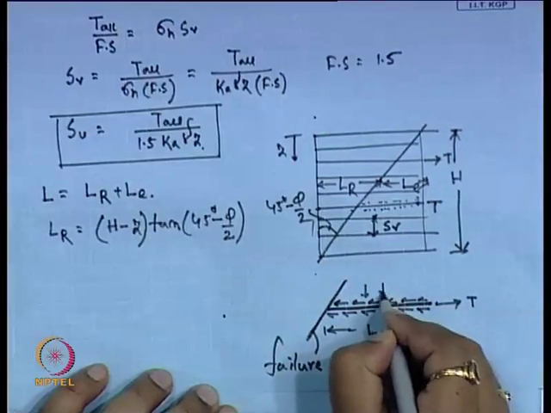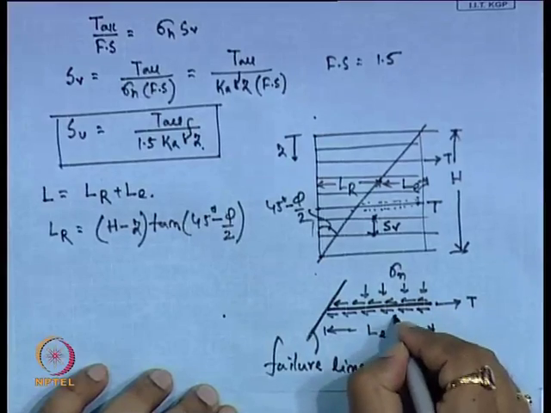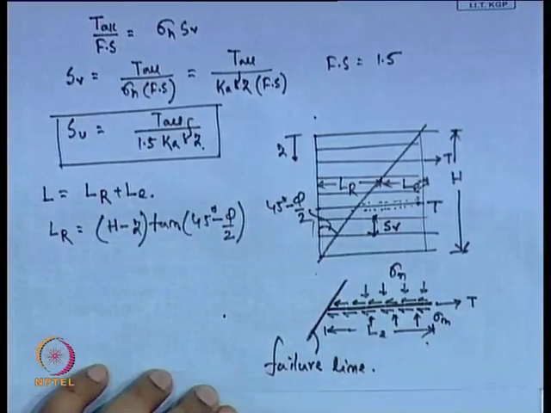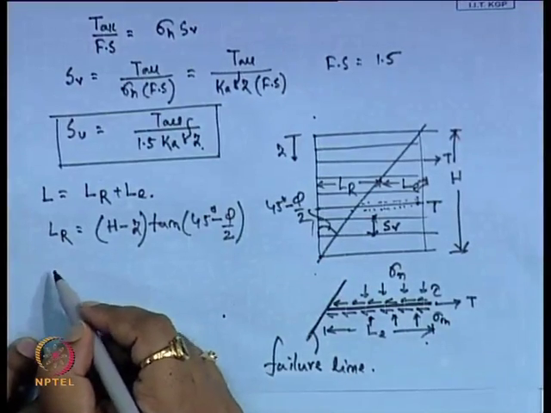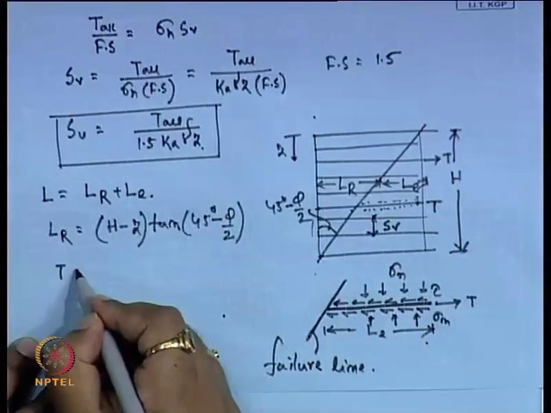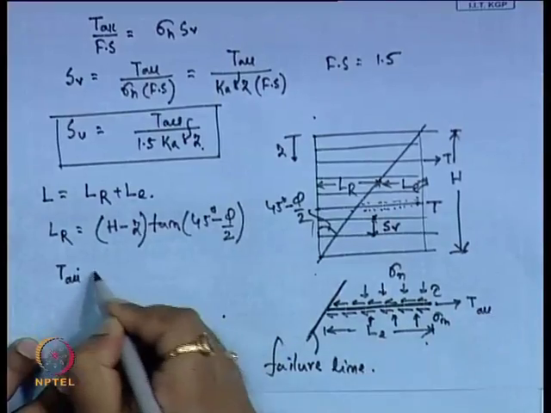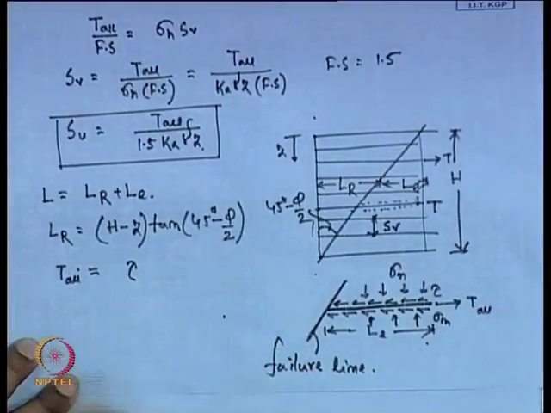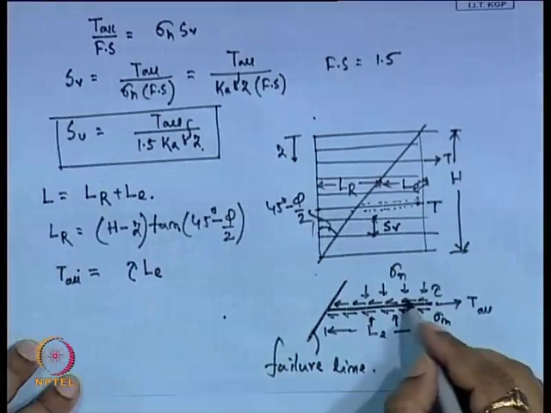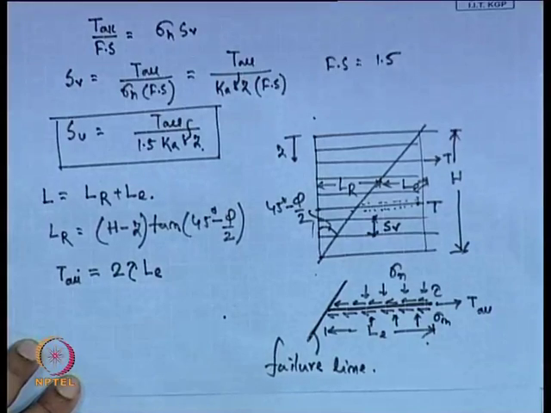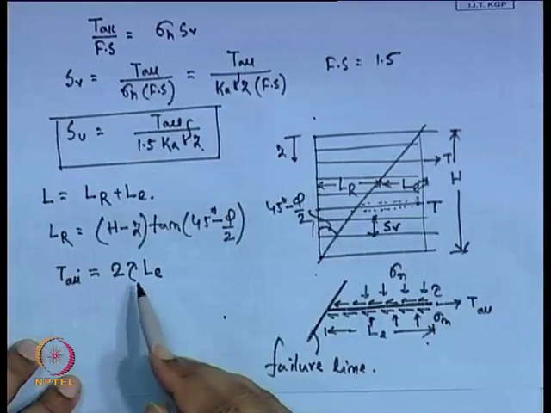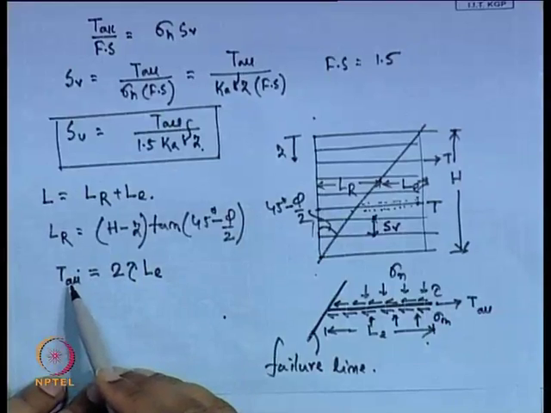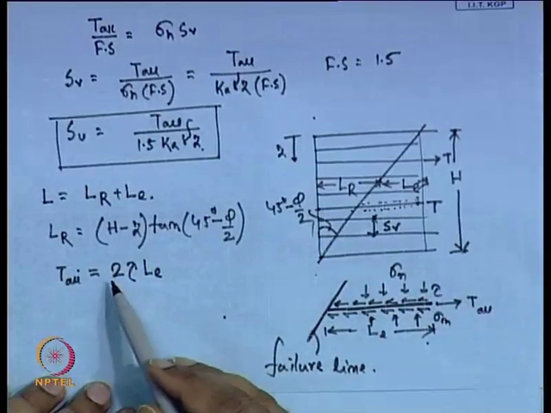Now, here the sigma n that is acting is the normal stress, and this tau is the shear stress. So, now we can write that T allowable, you can also consider it as T allowable, is equal to tau, that is the shear stress, into L E, and this is acting on both the sides, so into 2. Tau is the shear stress which is acting opposite to the direction of the T. So, tau into L E is equal to T allowable, as this is acting on both the sides, that is into 2.